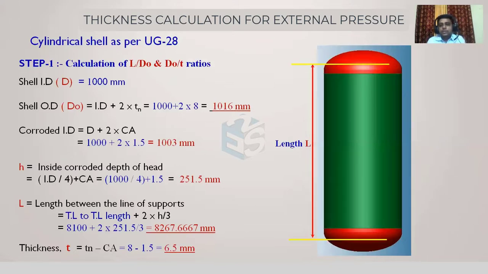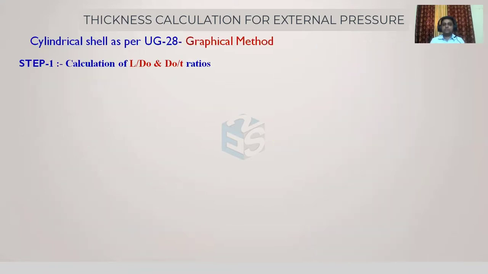And remember, all dimensions are in corroded condition. So total available thickness is 8 minus corrosion allowance, that is 1.5. So the available thickness from this 8 will be 6.5, that I should consider in my design calculation. So the thickness will be equal to nominal thickness minus corrosion allowance, that is 6.5. So we have calculated length as 8267.6667, DO as 1016, then T as 6.5. And with the help of these, we will calculate the ratios.